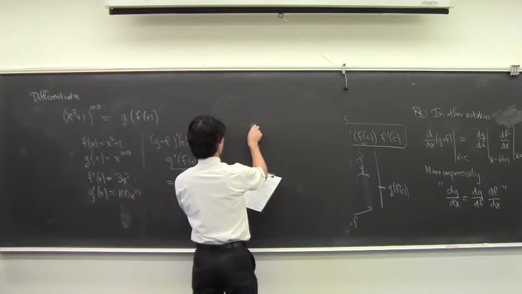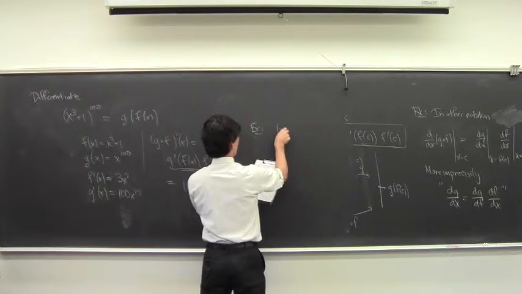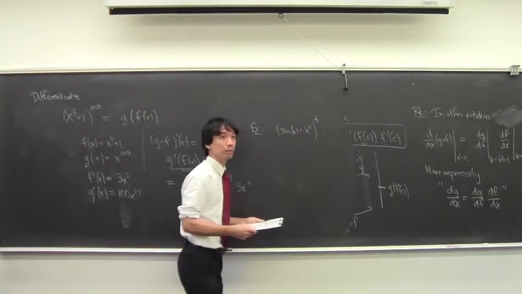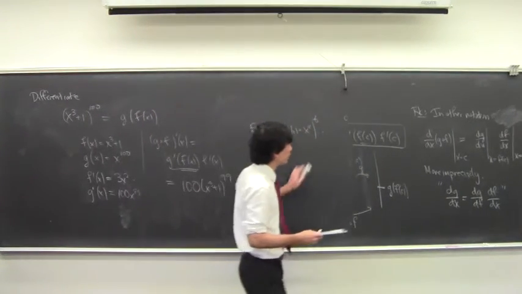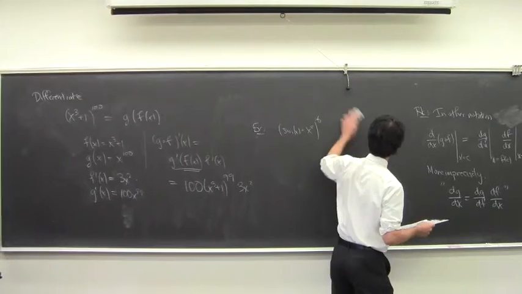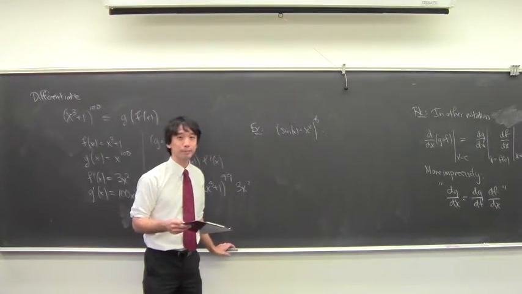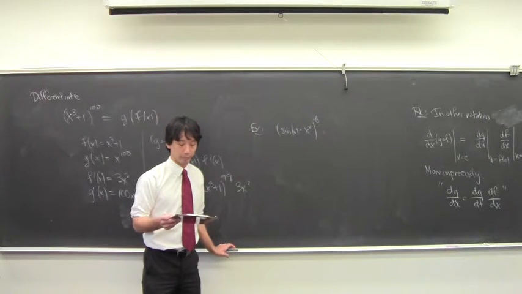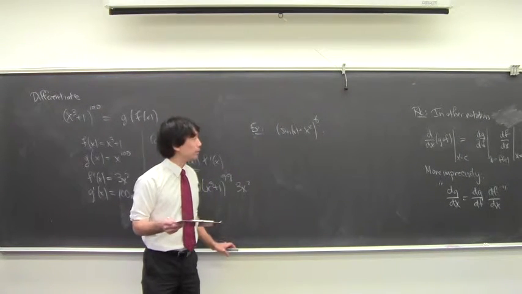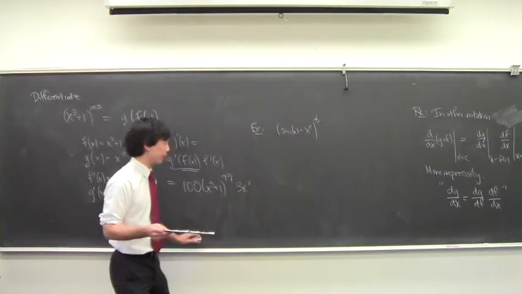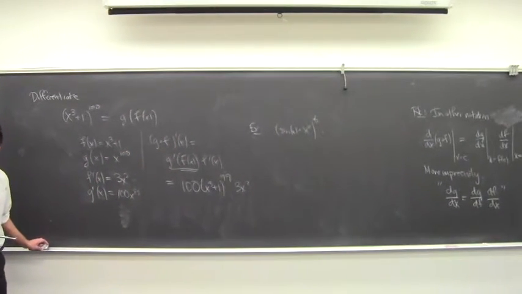So let's do some exercises. Here's one: sine x plus x squared, quantity to the 6. Take 1 minute. It should not take you more than a minute. Recognize it as a composition, and then differentiate the outside guy, evaluate at the inside guy, times the derivative of the inside guy.